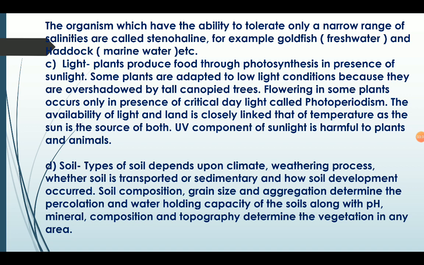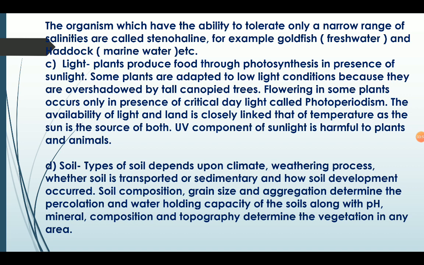Third one is light. Plants produce food through photosynthesis in the presence of sunlight. Some plants are adapted to low light conditions because they are overshaded by tall canopied trees. Flowering in some plants occurs only in the presence of critical daylight, called photoperiodism.